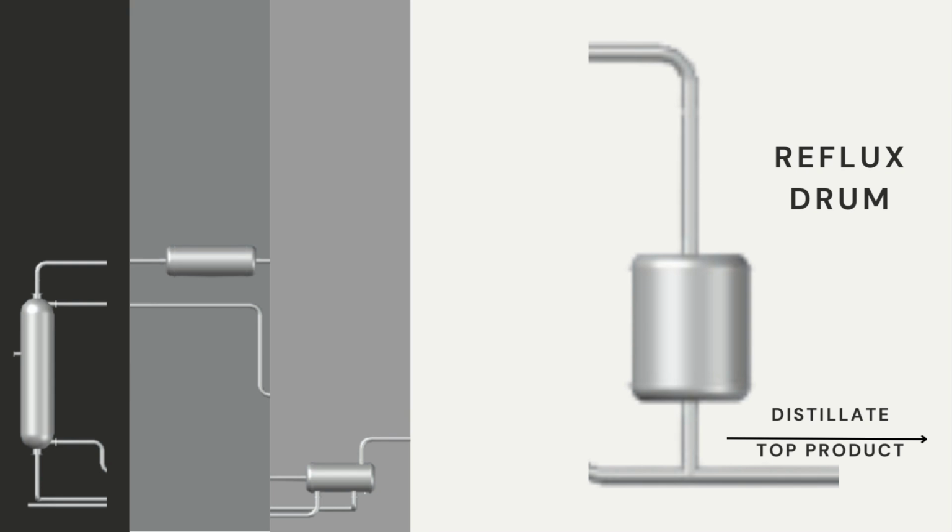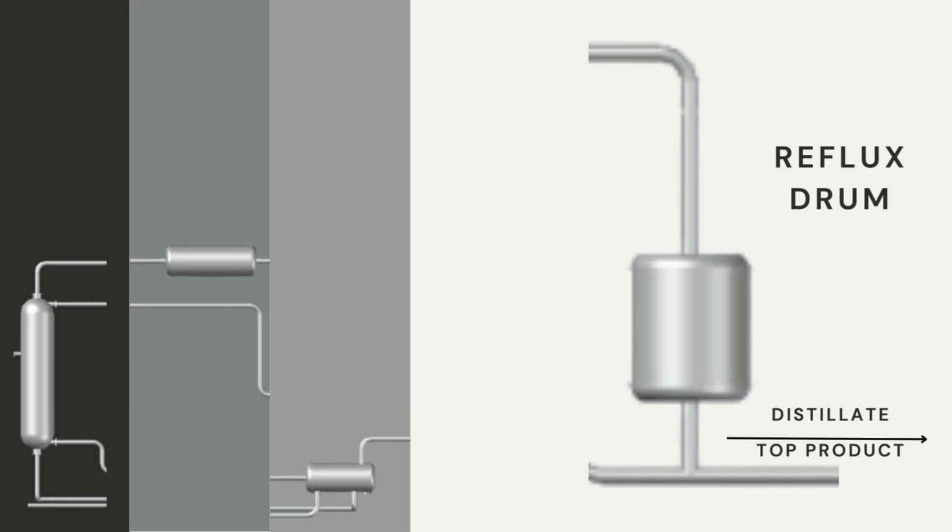The reflux drum, also known as accumulator, is situated downstream of the condenser. It collects the condensed distillate and separates it into two streams. One is returned to the column as reflux to enhance separation efficiency, and another is taken off as a distillate product. The reflux drum plays a vital role in maintaining the balance and control of the distillation process.